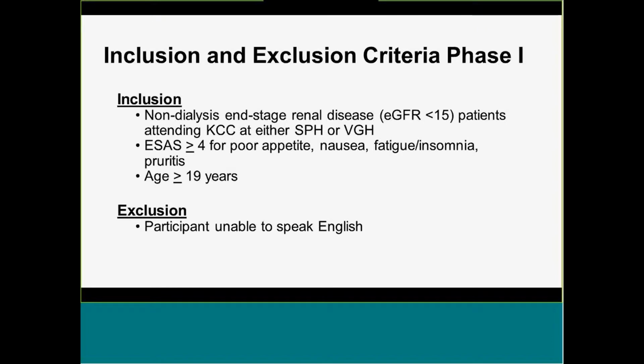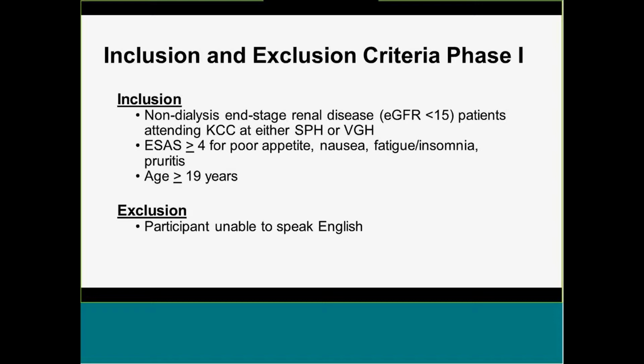So I'm going to go over our inclusion and exclusion criteria. We'll start with phase 1. Our inclusion criteria is as follows. So we included non-dialysis end-stage renal disease patients that attended the kidney care clinic at these 2 sites. Patients were required to have an ESAS score of greater than or equal to 4 for poor appetite, nausea, fatigue, insomnia, or pruritus. And their age had to be greater than or equal to 19 years.